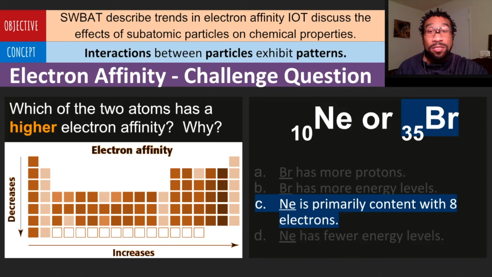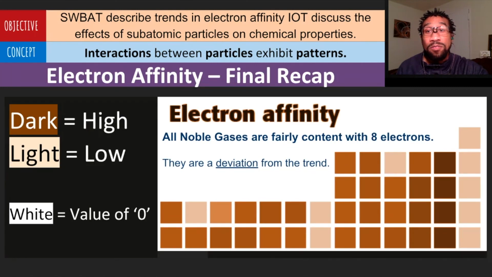And that's the thing about the noble gases that I want to leave you with, is that the noble gases, all of them, are content with their 8 electrons. Okay, so it's going to be very difficult to convince them to get more, and they're not excited about receiving more. So they are actually considered a deviation from the trend. So the electron affinity increases from left to right across the periodic table, but it drops again when you get to group 18, the final group on the periodic table.